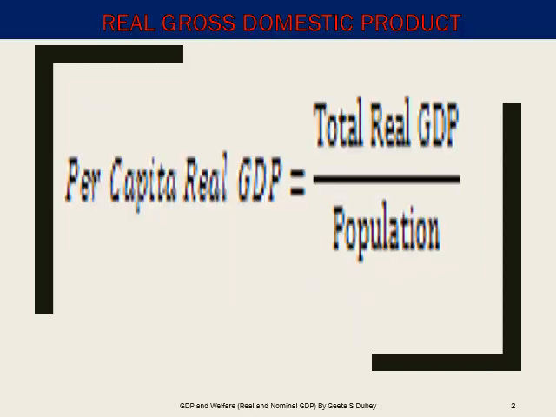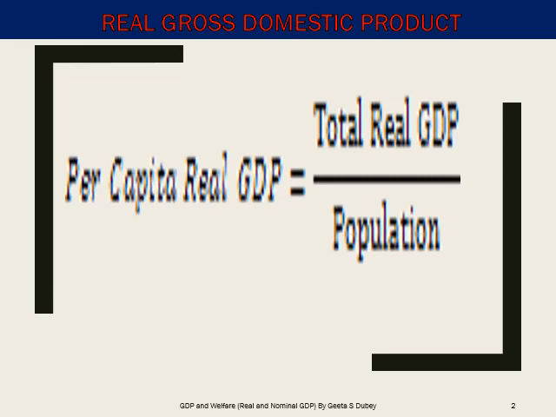Per capita real GDP equals total real GDP divided by the population of the country. The higher the population, the lower will be the per capita real GDP and the lower the availability of goods per person. Thus, real GDP is a widely used index of welfare, but it suffers from various limitations. In this unit, children, we will be learning about the relation between per capita real GDP and welfare.